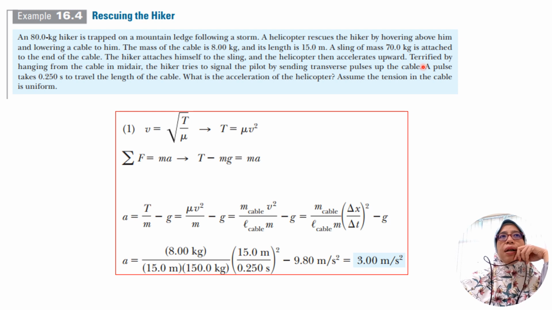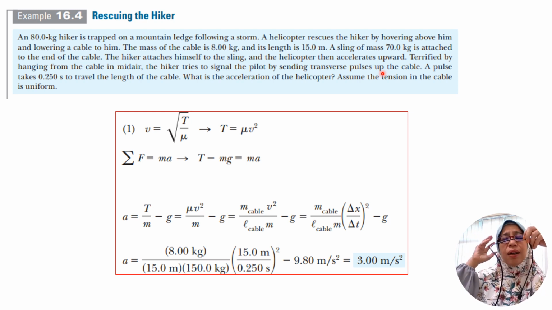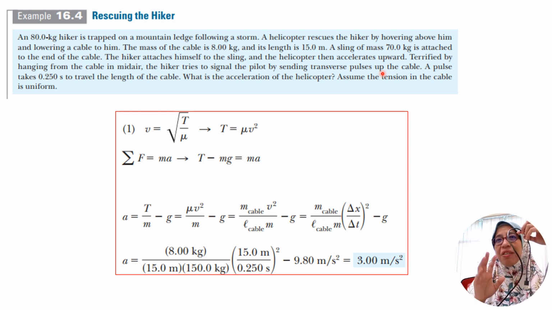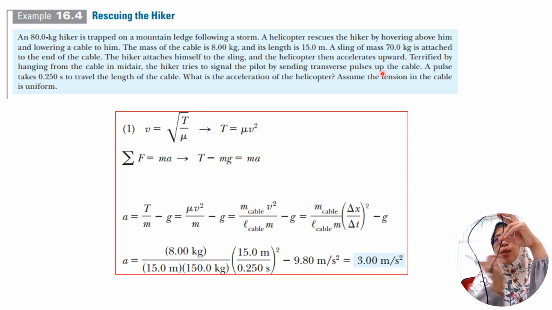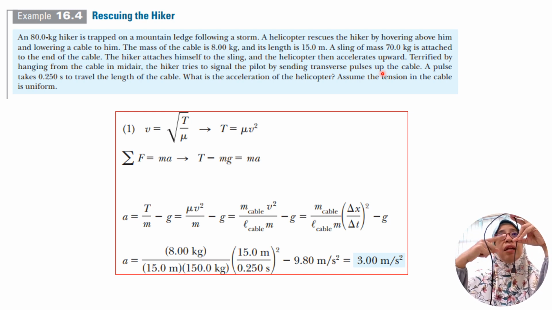Terrified by hanging from the cable in mid-air, the hiker tries to signal the pilot by sending a transverse pulse up the cable. Kenapa dia tak jerit? Basically it was very noisy because of the helicopter's blades rotating, so there's no point crying yourself out. Memang orang tak dengar. So that's why he sends a wave, dia ketuk tali tu.